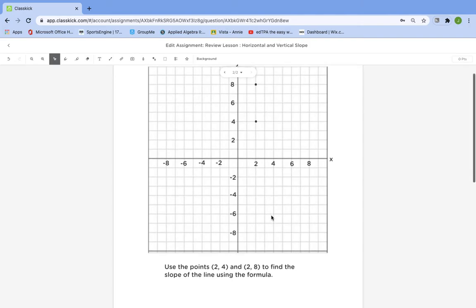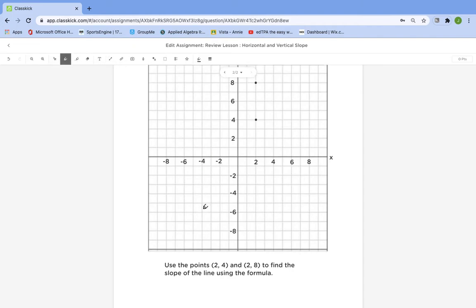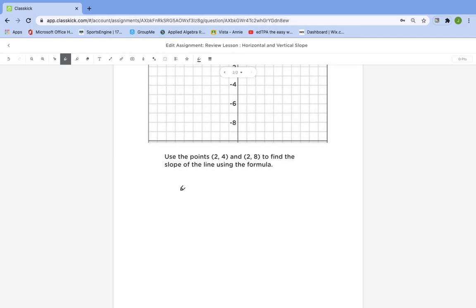So again, we're going to use the points (2, 4) and (2, 8) to find the slope of the line using the formula. So I've graphed points (2, 4) and (2, 8). Now let's use our slope formula to find our slope. So y2 minus y1 gives us 8 minus 4 over x2 minus x1, which is 2 minus 2. And let's simplify this. So we have 4 over 0. Now, this looks similar to the horizontal line, just that they're flipped, and now the 0 is in the denominator.